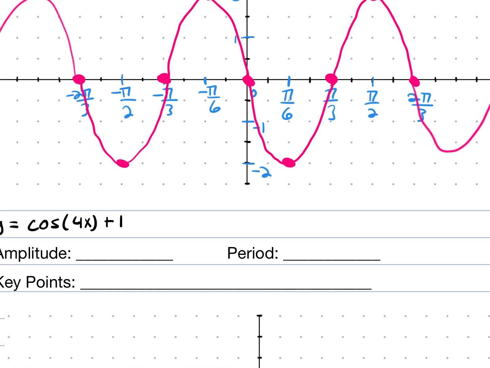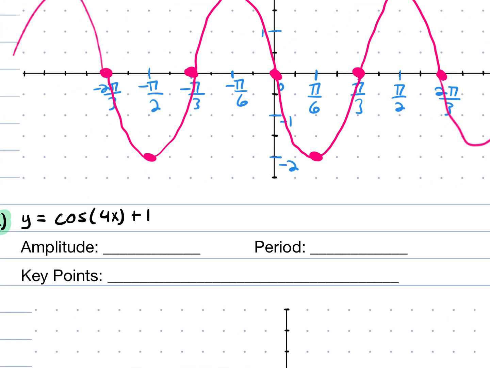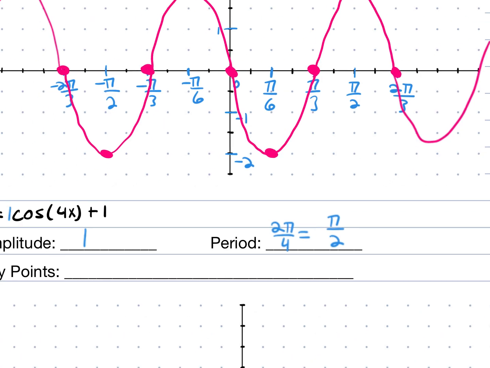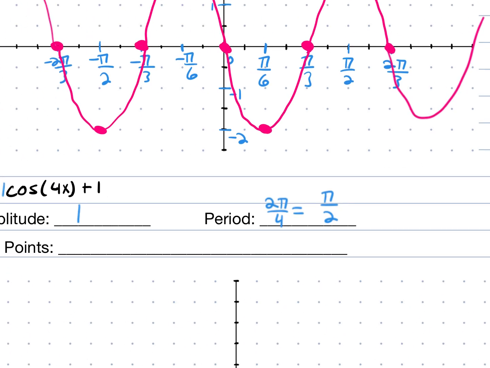So now let's try number 2. Another one that should be pretty easy. What is our amplitude here? 1. Good. Because there's nothing in front of our cosine, so you assume it's a 1. How do we find our period? 2 pi over 4, the number on the inside, which simplifies to what? Nice, pi over 2.